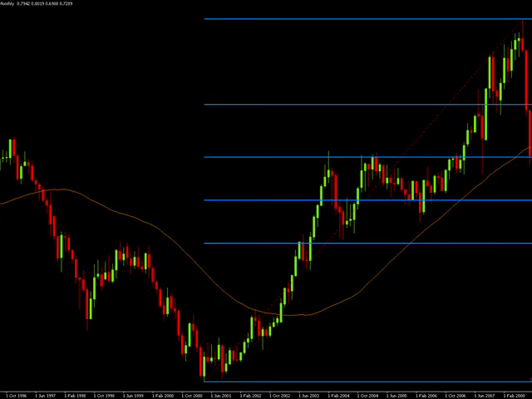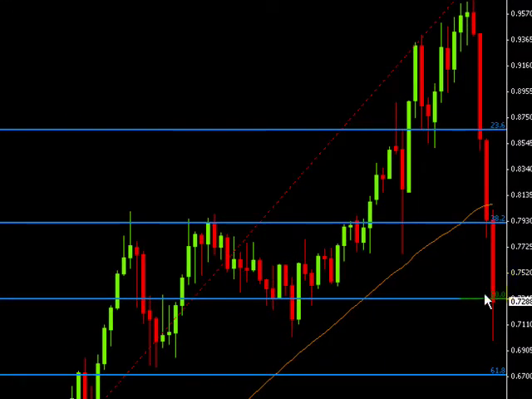Now, what I'd like you to notice about the Fibonacci at the moment is we are sitting basically on the 50% retracement line, which is traditionally quite a strong resistance, or support in this case. And as you can see, we've got a bit of a retracement, this candlestick showing here, which would indicate that the 50% retracement line is acting as support for the market.